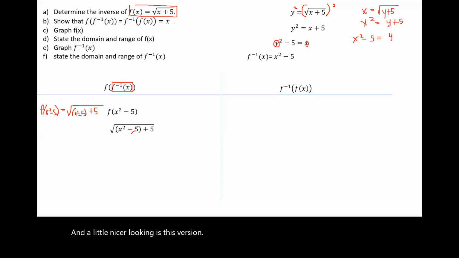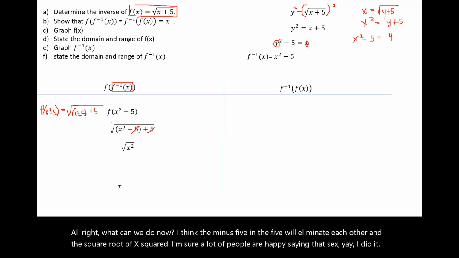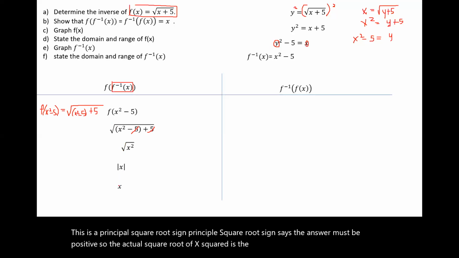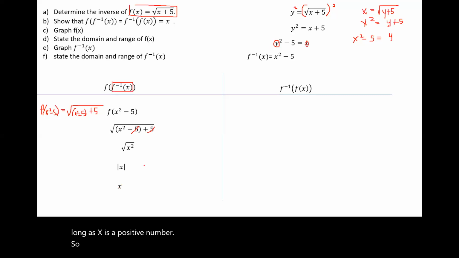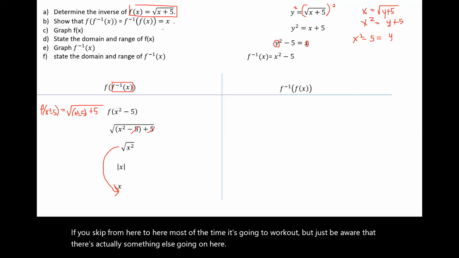All right, what can we do now? I think the minus 5 and the 5 will eliminate each other. And the square root of x squared, I'm sure a lot of people are happy saying, that's x. Yay, I did it. You just have to be a little bit careful. This is a principal square root sign. Principal square root sign says the answer must be positive. So the actual square root of x squared is the absolute value of x, which equals x as long as x is a positive number. So you just have to be a little bit careful. If you skip from here to here most of the time, it's going to work out, but just be aware that there's actually something else going on here. And x is a positive number.